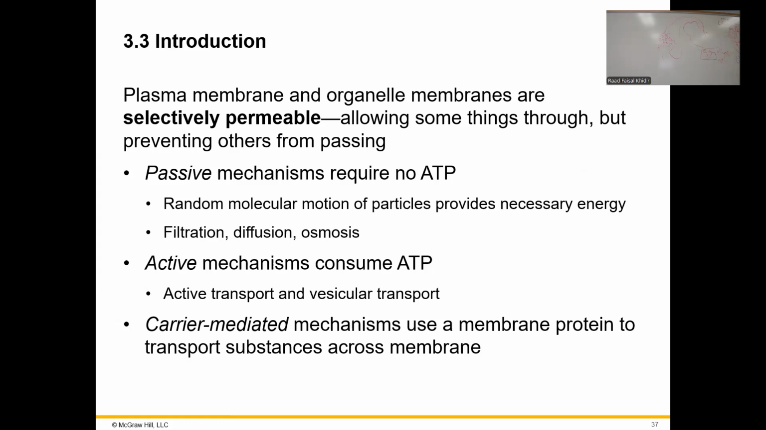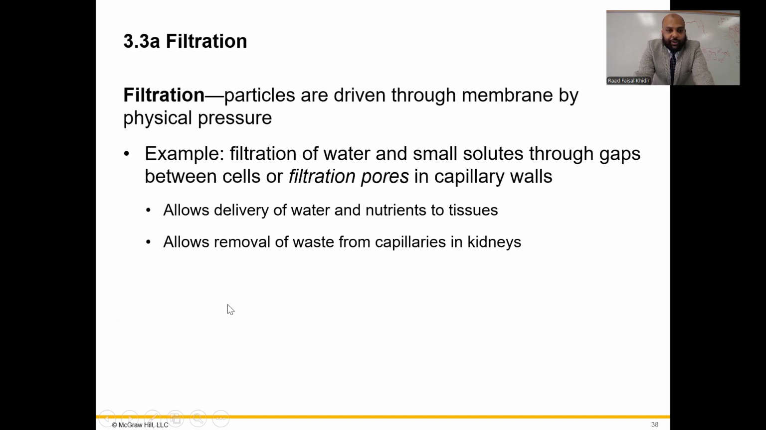So that's why they call it secondary active. This is active transport, and it uses ATP. So we convert ATP to ADP. All right. So now let's look at active mechanisms that consume ATP, like active transport and vesicular transport. The carrier-mediated mechanisms use a membrane protein to transport substances across the membrane.